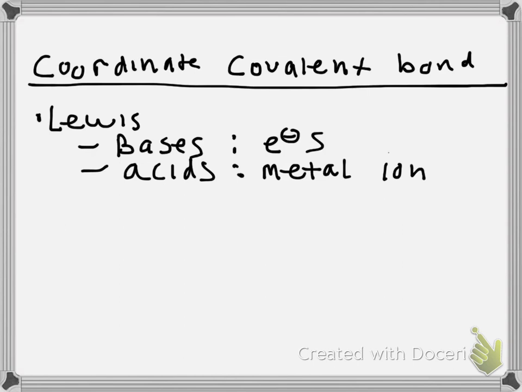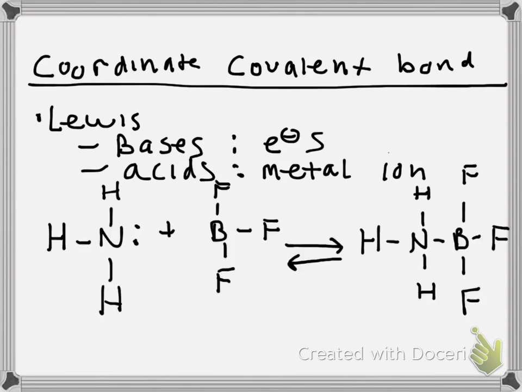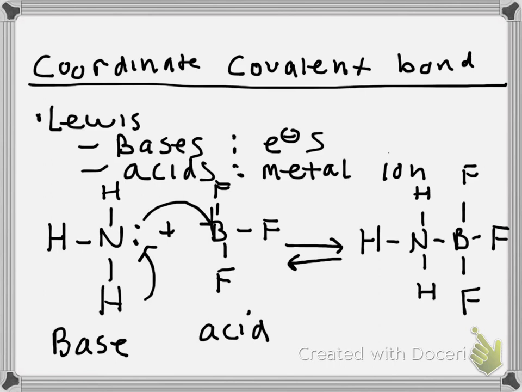An example of this is right here, which I will draw below, where this NH3 is going to be your base, and this BF3 is going to be your acid. And the reason for this is you can see right here, this has a lone pair of electrons that are going to come over here to this boron. And that's all for the different types of bonds that are very high yield for your MCAT or your DAT. Good luck with studying.